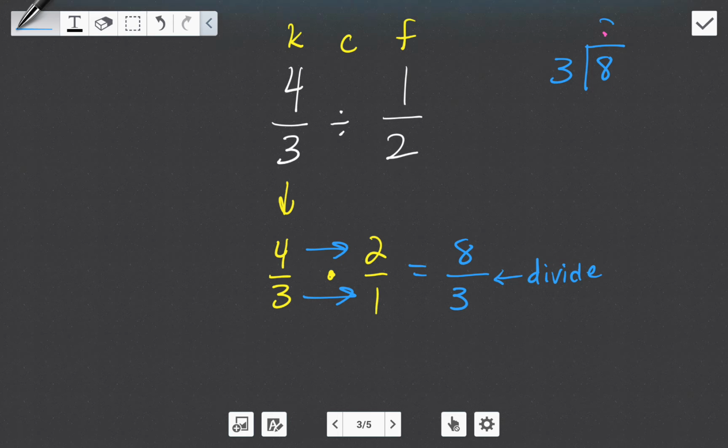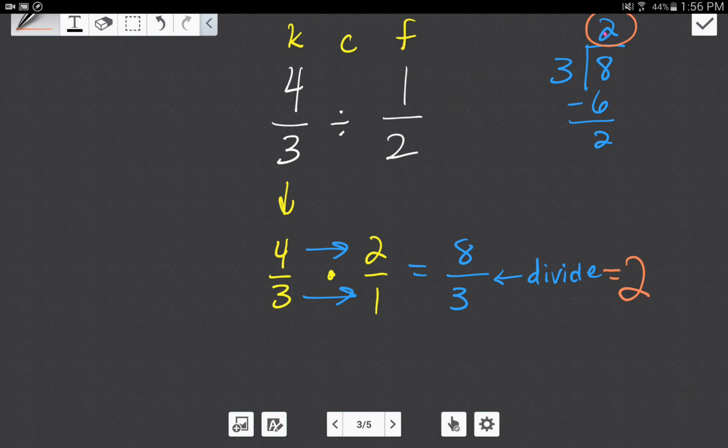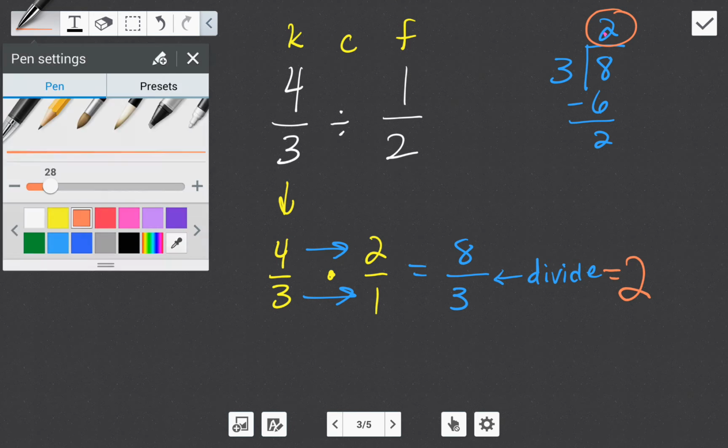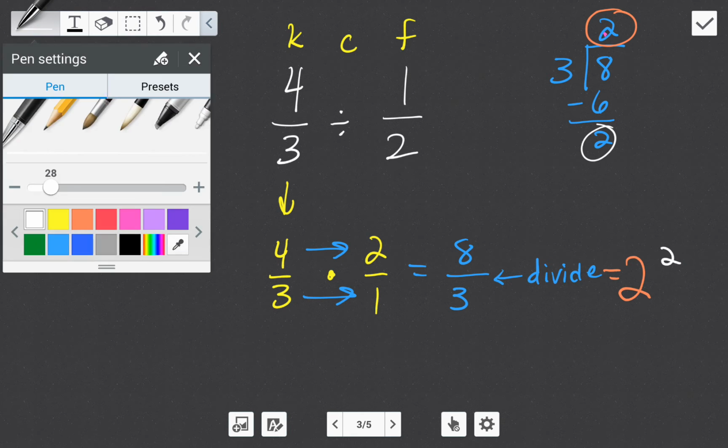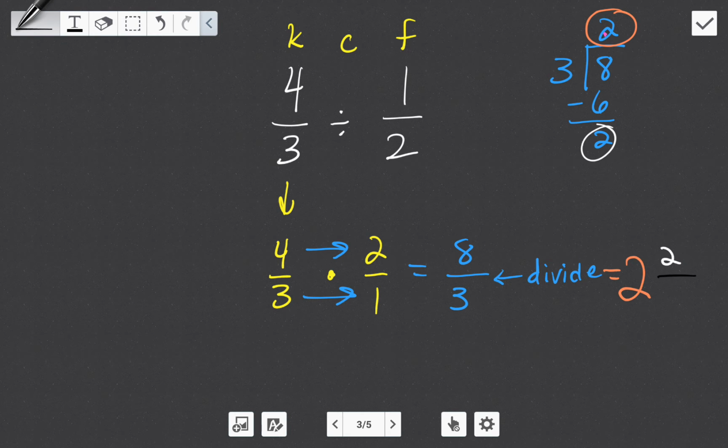3 goes into 8 2 times. 2 times 3 is 6. We subtract, we get 2. Now I'm going to do this in different colors here so you can see where all these things go. Our quotient becomes our whole number part of our answer. Our remainder becomes our numerator. And our divisor becomes our denominator. So here's my answer, 2 2/3.